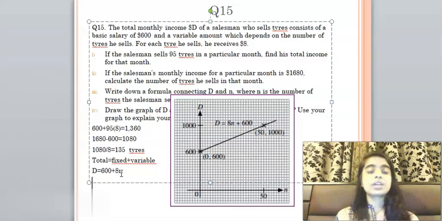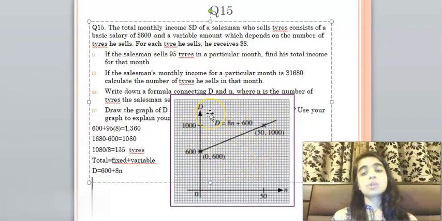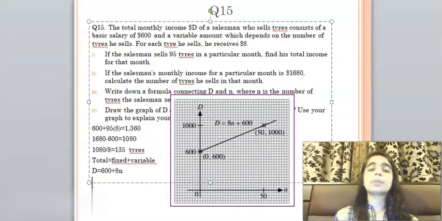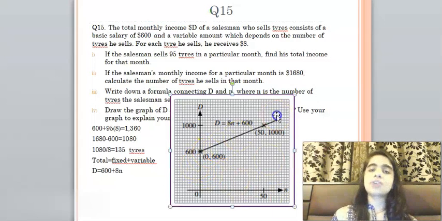That is fixed. So even when he sold 0 tires, he got an income of 600. And then we took a random value of 50, and when we put 50 in this equation, we get 1000 as the total income. So we plotted this graph, and the graph looks like this.